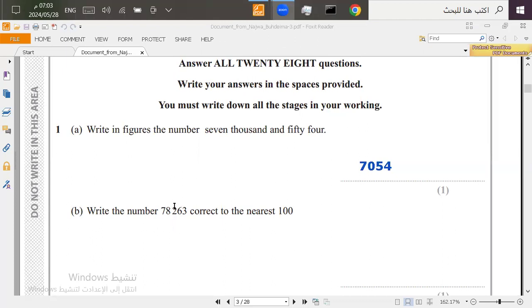It means we're going to round this. So the answer will be 78. This is the hundred, which is the two. Behind the two, there's a six. The six is a big number, so it will make it three. So we have 78,300. This is the number written to the nearest hundred. Now let's move on to the next question.